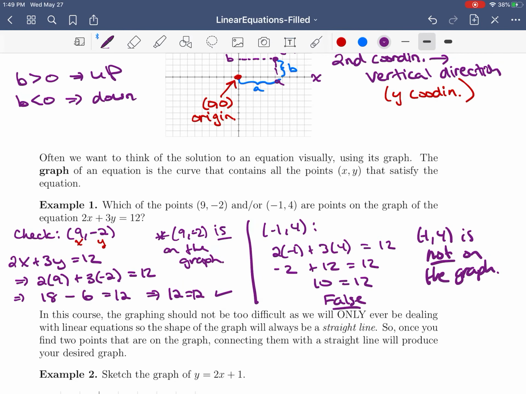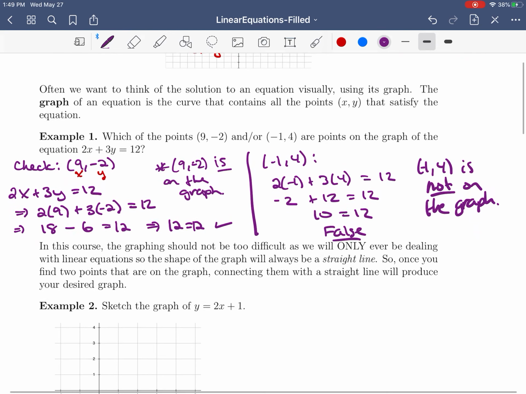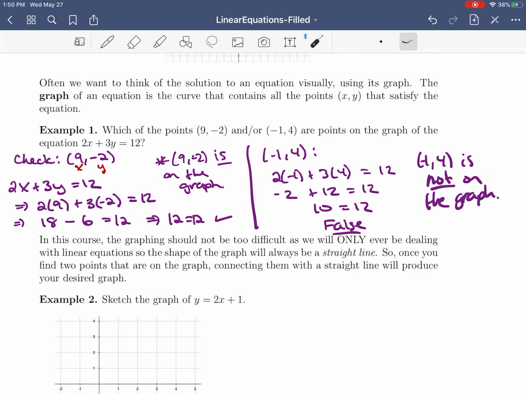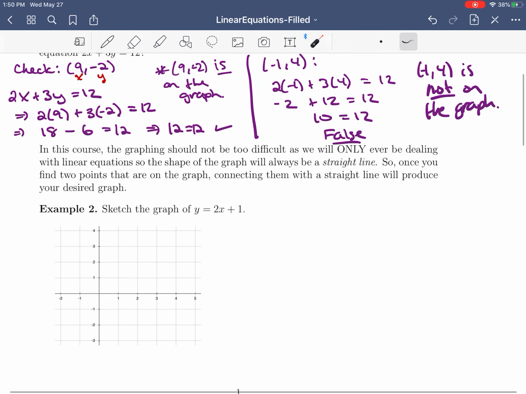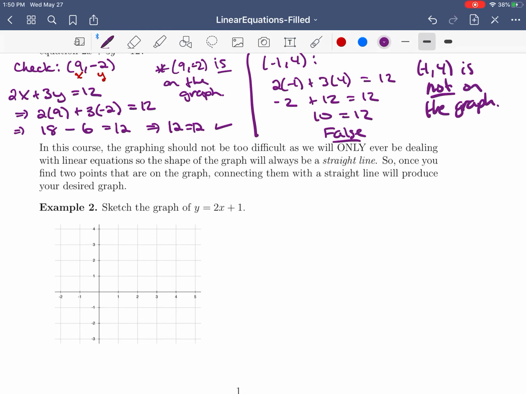In this course, we're only ever going to be graphing linear functions, so everything will always be a straight line. What that means is you only have to find 2 points on the graph in order to sketch the graph. Once you find 2 points, you just have to connect them with a straight line, and that's going to be your graph. Now, one way you can always try to find some points is to use what we call a table of values.